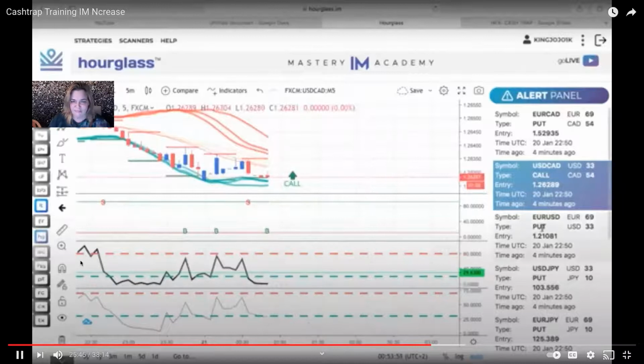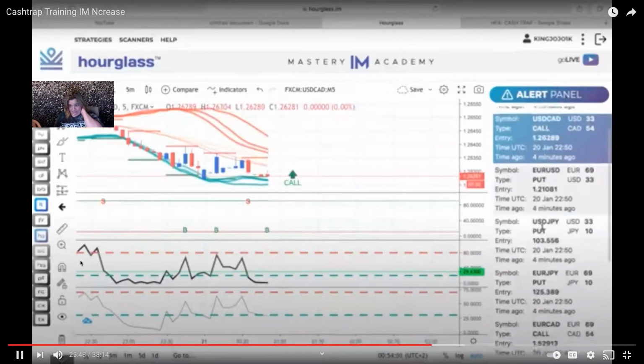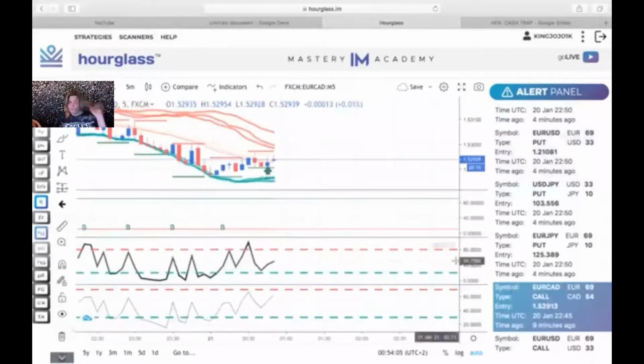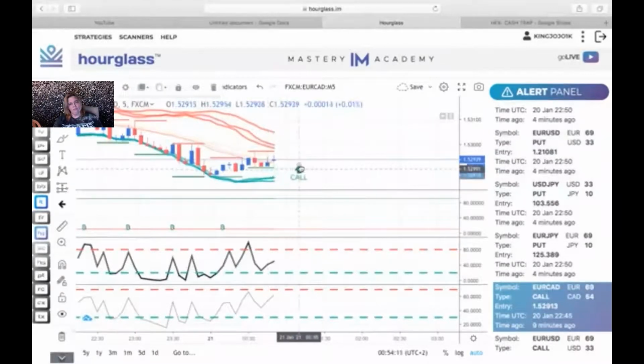Let's go to EU. Now let's go to EuroCAD. This was 9 minutes ago. So they called a call right here, right? Let me explain this trade. These green lines are predetermined levels, basically support and resistance, right? Nine pips. Why you use the 9 though.